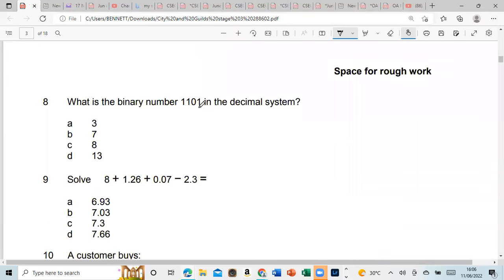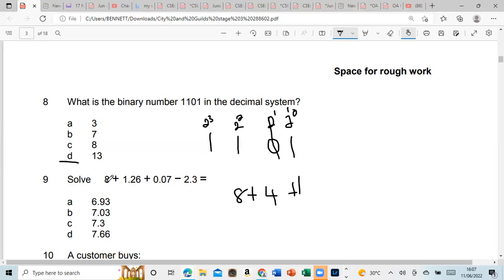What is the binary number 110 in the decimal system? Alright, so first, write out the numbers. So first it's 2 to the 0, then 2 to the 1, 2 to the 2, and 2 to the 3. So we can cross out the 0 because anything times 0 is 0. So 2 to the 0 is 1, 1 times 1, 1. 2 to the 2 is 4, 4 times 1, 4. And then this would be 2 times 2 times 2, that's 8, 8 times 1, 8. 8 and 4, 12, and 1, 13.